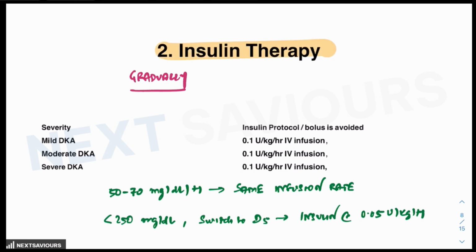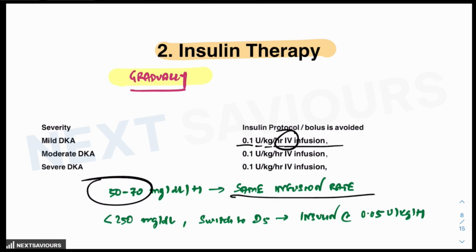The goal is to reduce the blood glucose levels, but gradually. Why? In order to prevent the complications related to a rapid decline in blood glucose levels, and to suppress ketogenesis. So how is it achieved? By the infusion of 0.1 units per kg per hour IV, that is, intravenous infusion. Now, how to continue with the follow-up? If the glucose starts falling in the range of 50 to 70 milligram per deciliter per hour, then maintain the same infusion rate.